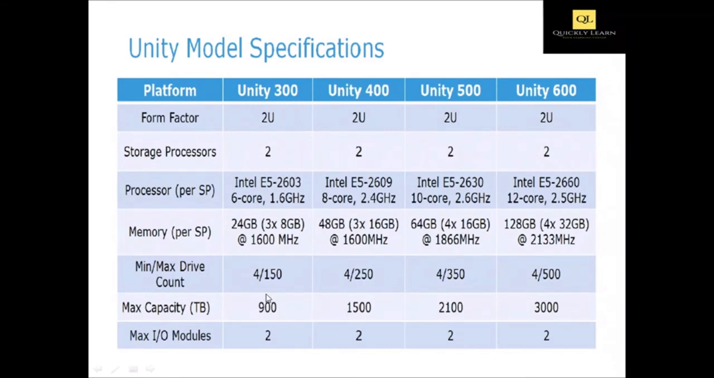Okay, so what does that mean? 150 into 6 terabyte single disk, that is 900. Same for this, 250 into 6 terabyte single hard disk, that is 1500 terabyte space we will be getting. Then 350 into 6, 2100 terabyte space. And then 500 maximum drives into 6 terabyte single hard disk size, so 3000 terabyte space we will be getting. And maximum input output modules we get here, so 2 in 300, 400, 500 and 600.